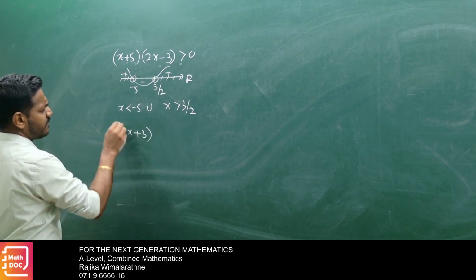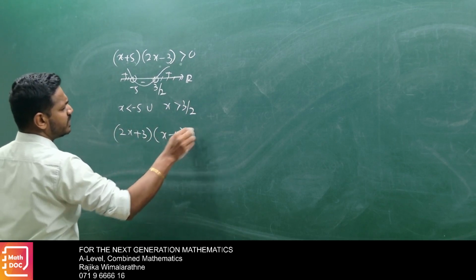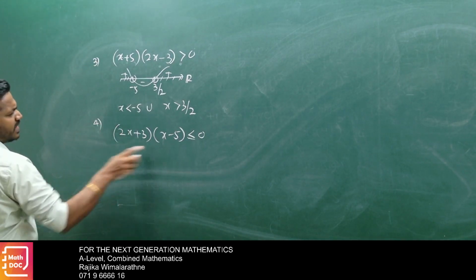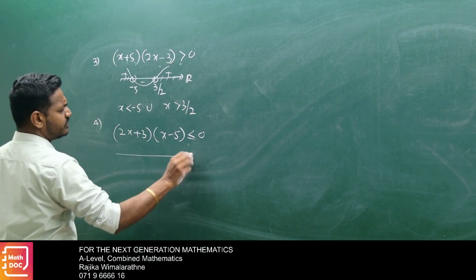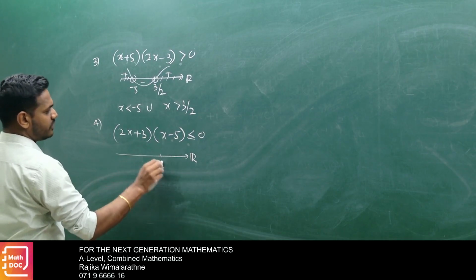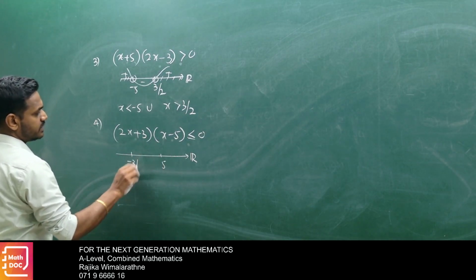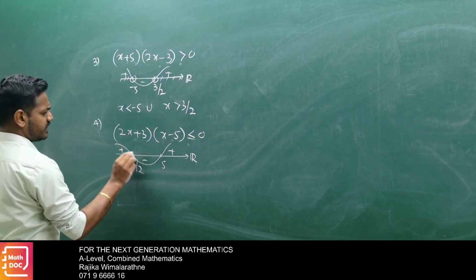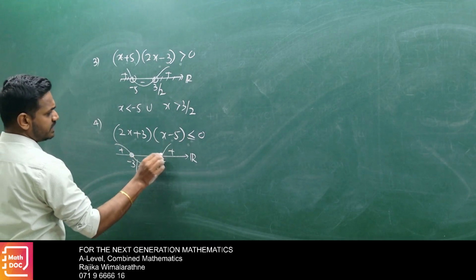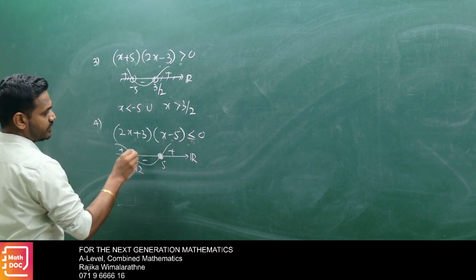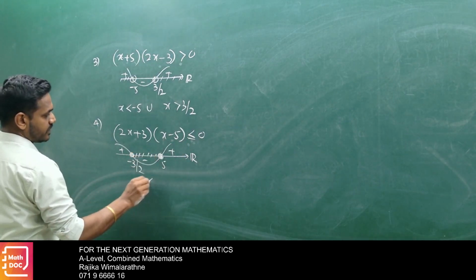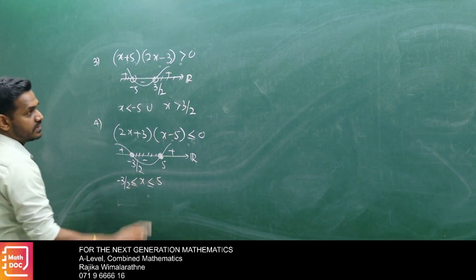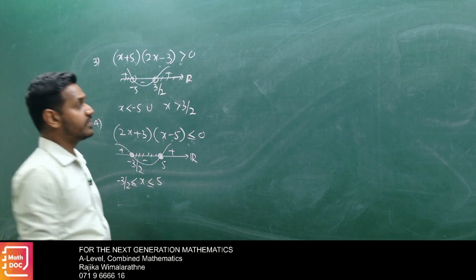2x plus 3, x minus 5 less than or equal to 0. We have equal here. Anyway, you do the same method. Here 0 value 5, here 0 value minus 3 over 2. Positive, positive, negative. Because of this equality, you shade this part. The negative region is this: minus 3 over 2 to 5. Likewise, you can do.